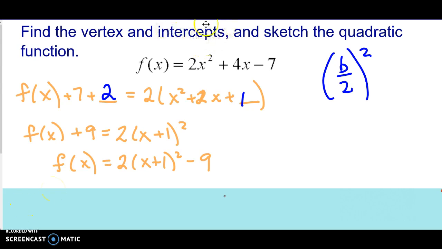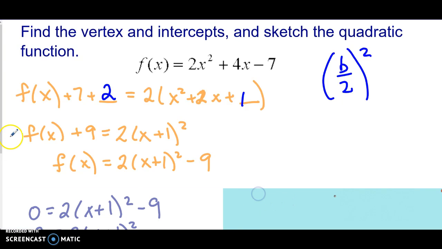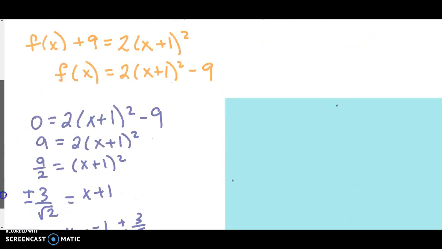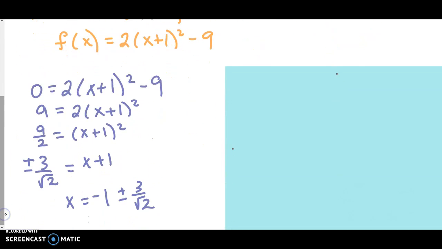We were also asked to find the intercepts. That would mean both x and y. So starting with the x-intercepts, that's going to really require the most work here. Let's see if I can scroll this down. There we go. So I would set this function equal to 0, right?